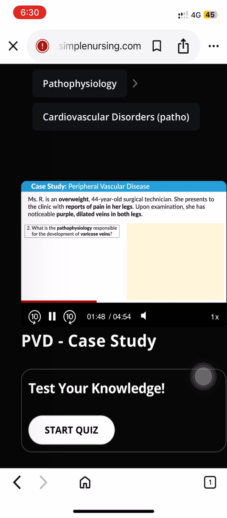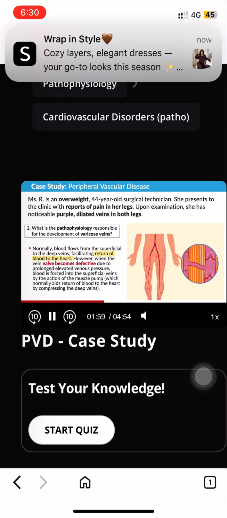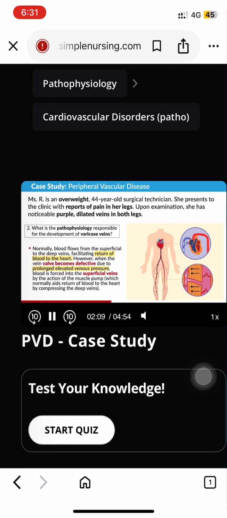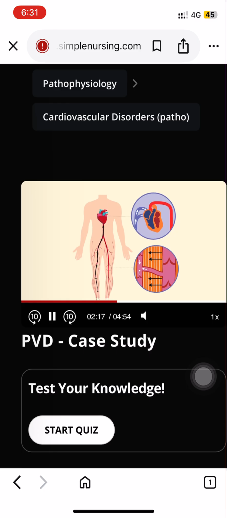So the correct answer here, normally blood flows from the superficial to deep veins, facilitating return of blood to the heart. However, when the vein valve becomes defective due to prolonged elevated venous pressure, blood is forced into the superficial veins by the action of muscle pump, which normally aids return of blood to the heart by compressing the deep veins. Now, I know that was a lot to break down, but we're just saying that there's a defect in the valves here, and so the veins can't vacuum this deoxygenated blood back to the heart.